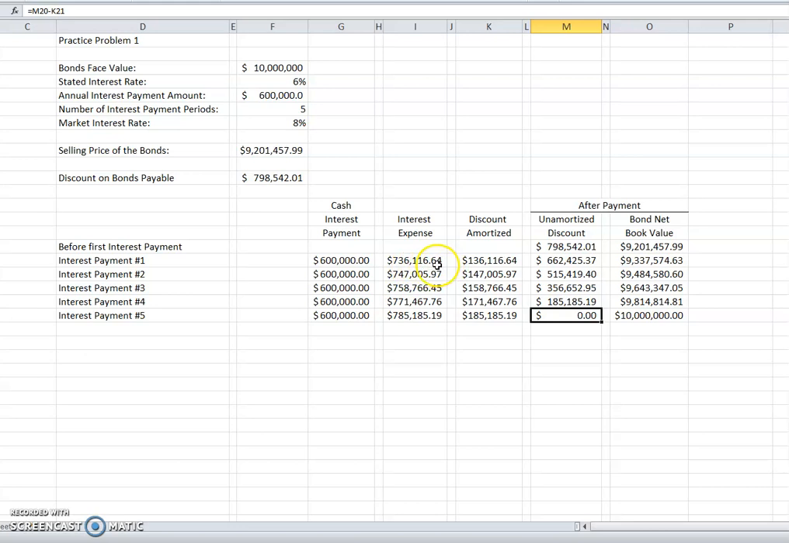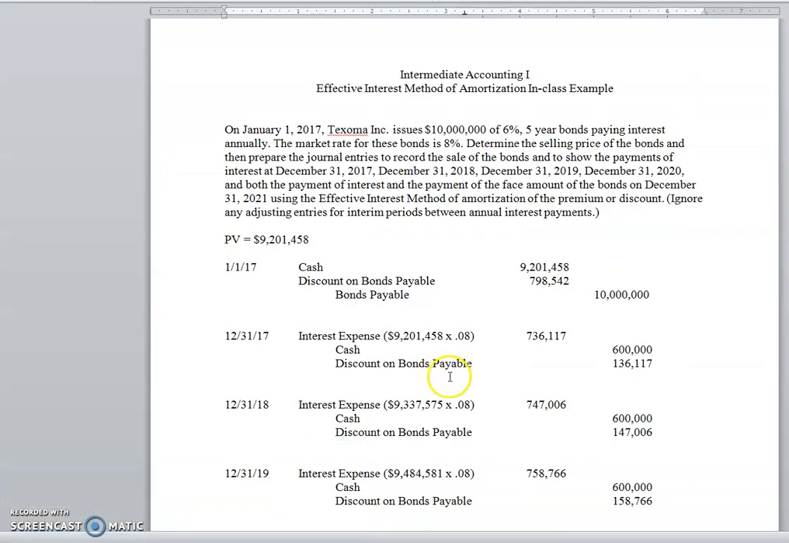$736,117. Notice that 64 cents. We'll round it up to $17. There's our interest expense. And credit cash for the amount of cash paid, and then credit the discount. So the discount is getting smaller. Next year, notice we're paying more interest expense, or incurring more interest expense, not paying it. We're still just paying the $600,000 face rate times the face amount, but we are amortizing more of the discount.